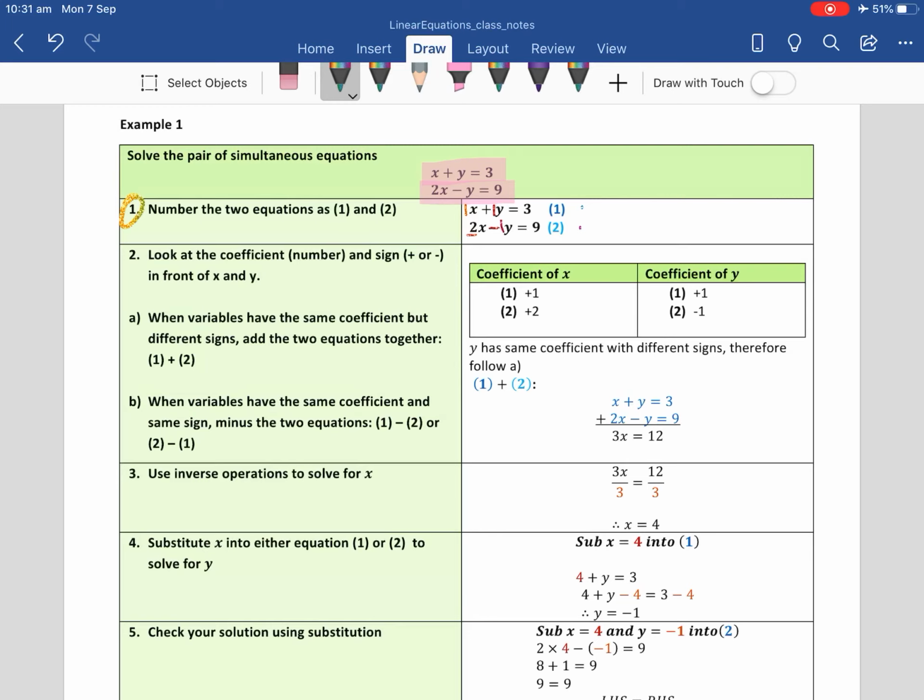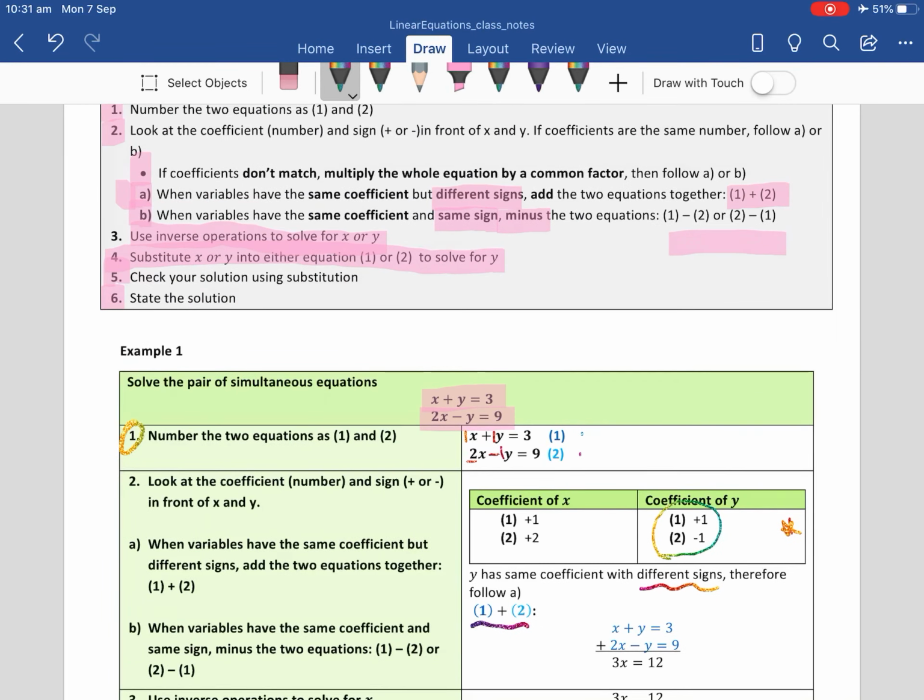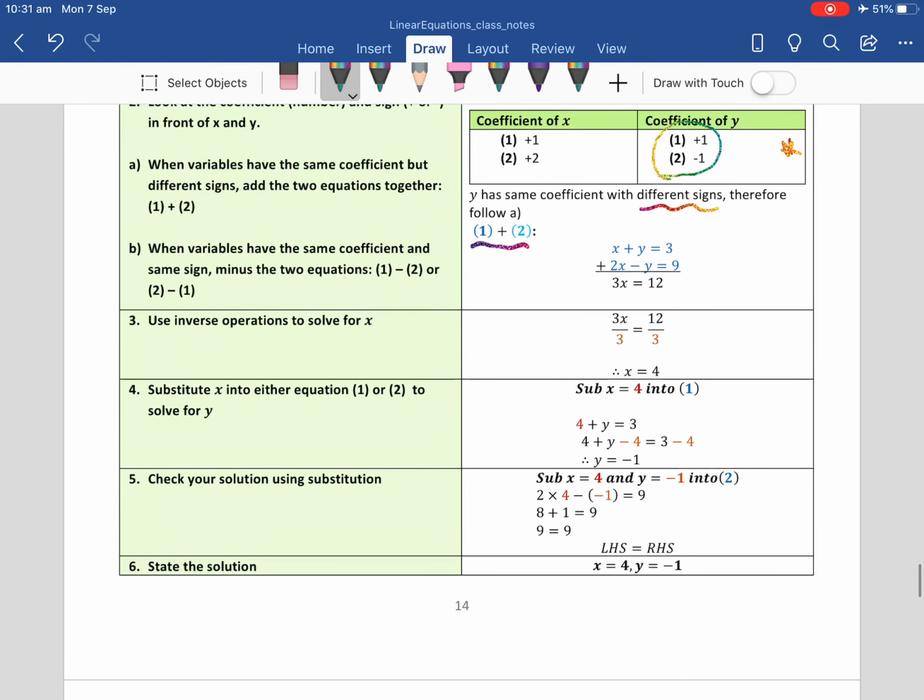You can do a little table like this if you like, and you can see here that the coefficients of y are the same. They're both 1. Their signs are different, which means we add the equations together, just like up here. Adding them together, you can set it up like this. x plus 2x is 3x. y plus negative y is 0. See how y is now eliminated? That's the reason we're doing this.